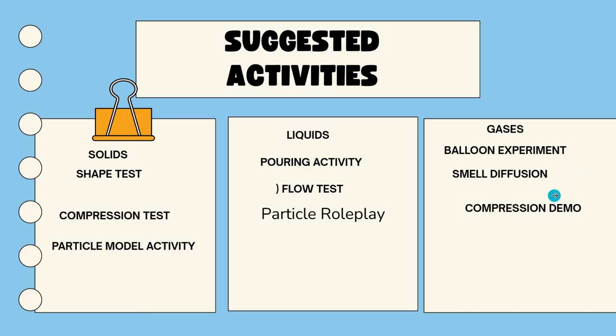Then we can also try to have a diffusion test, whereby we can try spraying a perfume in a room, and the gas particles will be able to move randomly, and the room will be filled with that perfume smell. Lastly, we can try a compression test, whereby we are going to use a syringe to show that gases can be compressed.